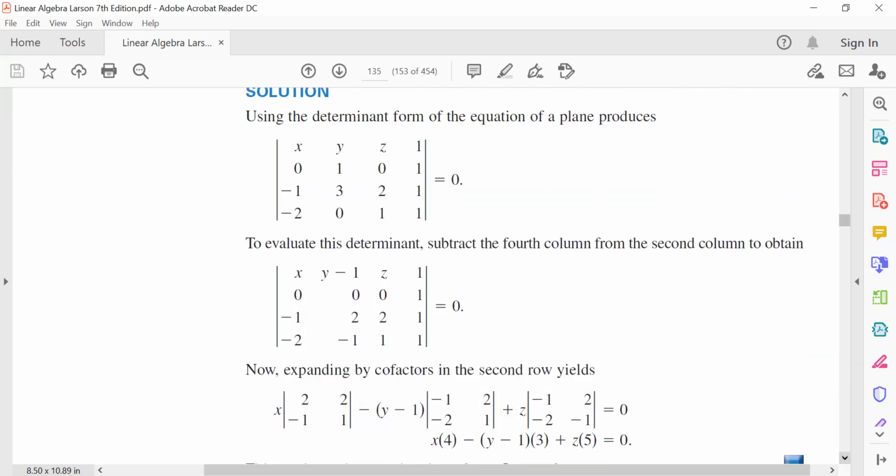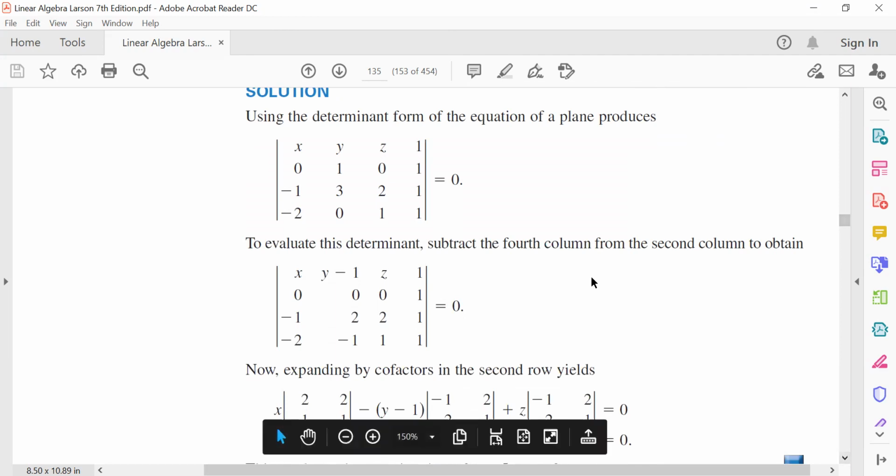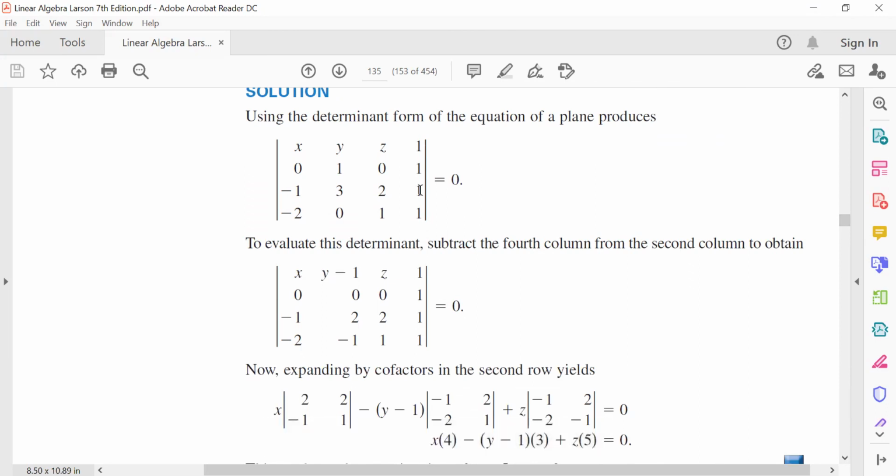Here we go. Let's see. We're going to start the fun by subtracting the 4th column from the 2nd column. See, if I take this 4th column and I subtract it from here, I wind up getting a whole nice row of zeros, except for one at the end. You don't want all zeros, because then it's automatically 0. We want something where we have x, y, and z. Anyway, so now I can expand it.